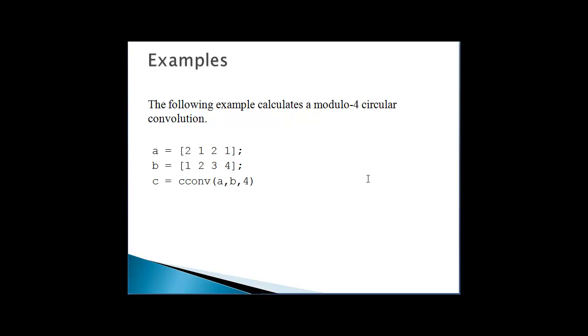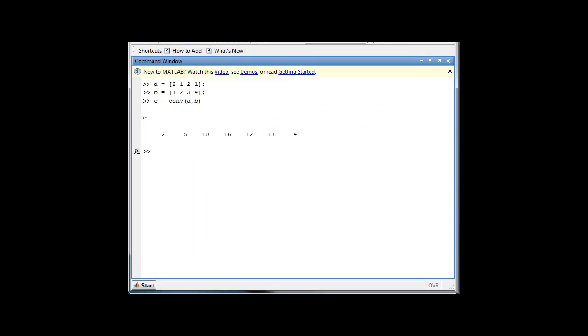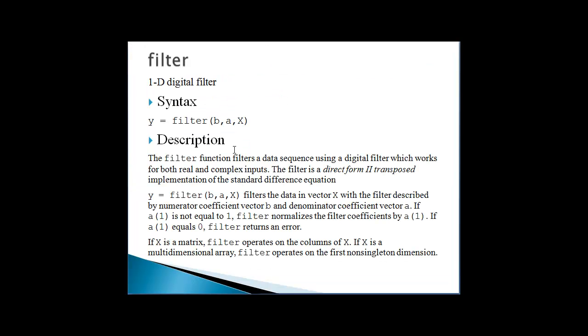Okay. Here is an example. The following example calculates the modulo 4 circular convolution. Modulo 4 means here n is equal to 4. Okay. The 4 elements we are taking here. A is 2 1 2 1, B is 1 2 3 4, and for the output of convolution of A and B, I will write the command c equal to cconv(A, B, 4). You can also solve that question using the convolution command. For example, I am having A, I am having B. I have declared both of them. I am writing c equal to conv(A, B), and I am getting the answer. So, this is my answer.